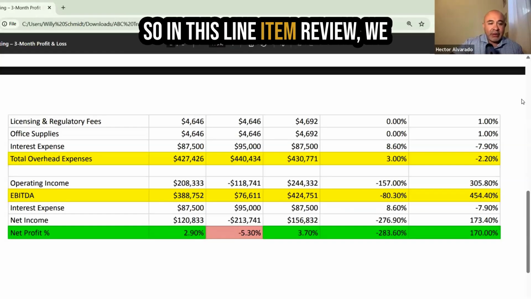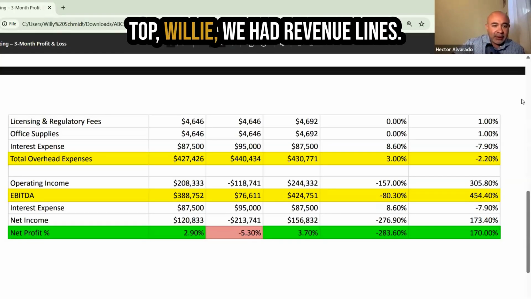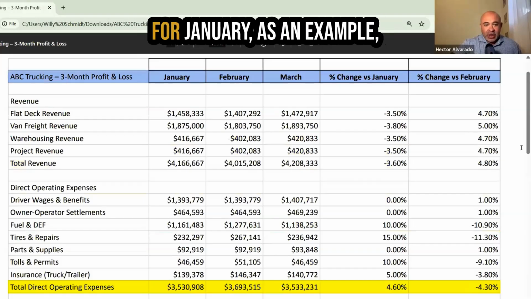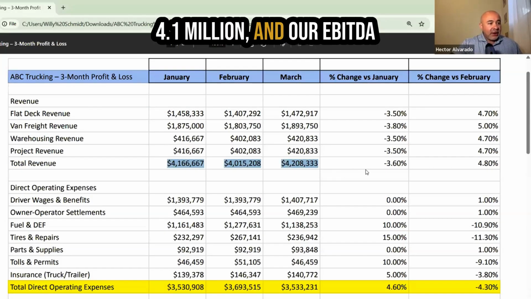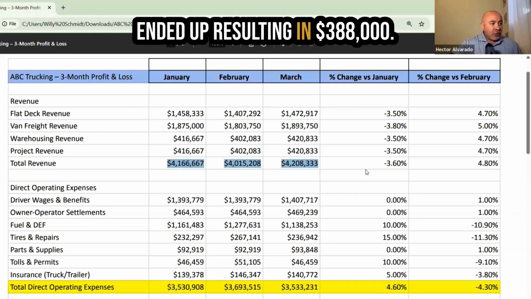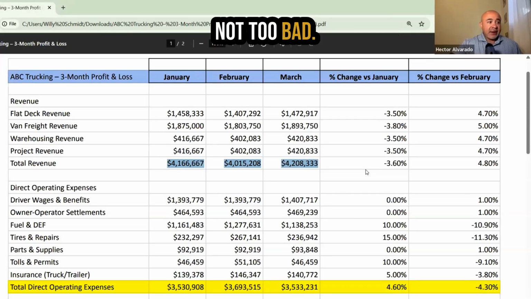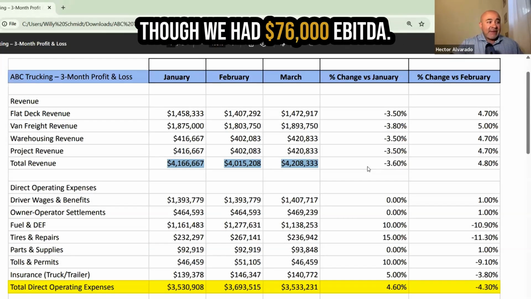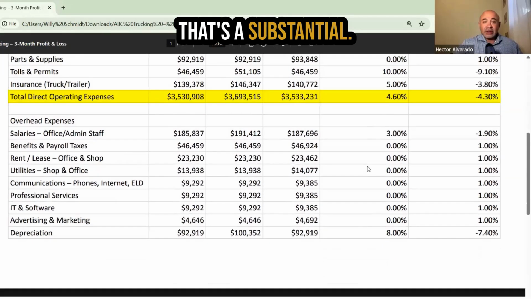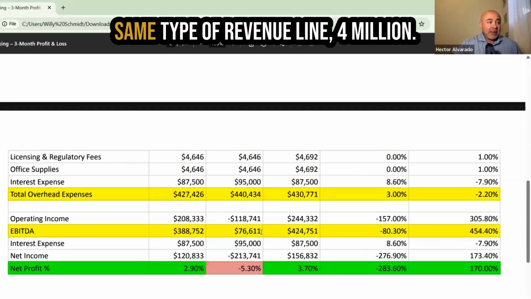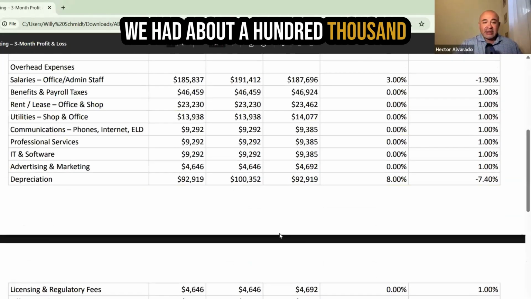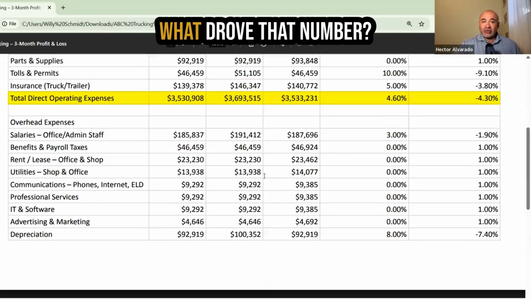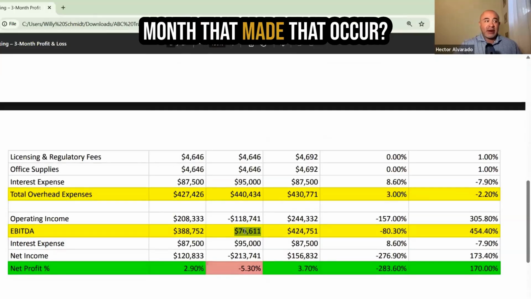So in this line item review, we could see that if we go up to the top, Willie, we had revenue lines at 4.1 million, right? For January as an example, 4.1 million, and our EBITDA ended up resulting in $388,000. Not too bad. That's a pretty decent EBITDA result. When we look at the month before, though, we had $76,000 EBITDA. That's a substantial dip. And we look at February, and the same type of revenue line, 4 million, we had about $100,000 difference in revenue, but a significant dip in EBITDA. So I'd be questioning, like, what drove that number? What happened during this month that made that occur?